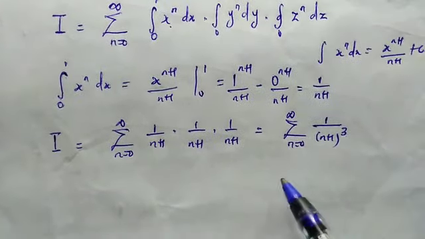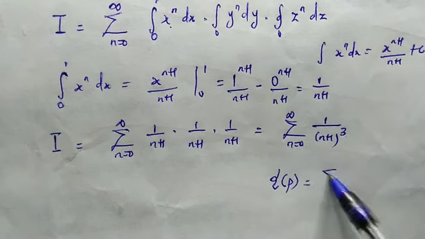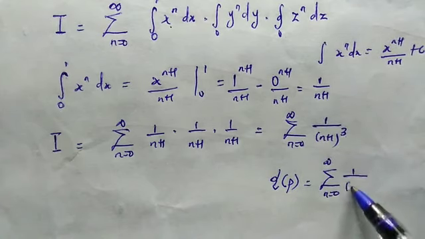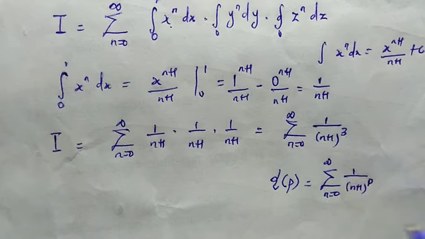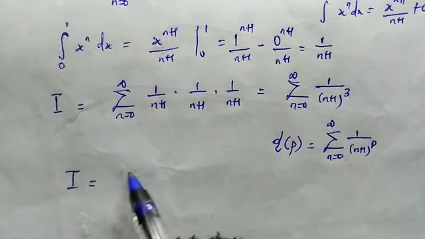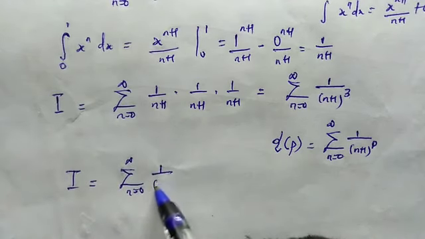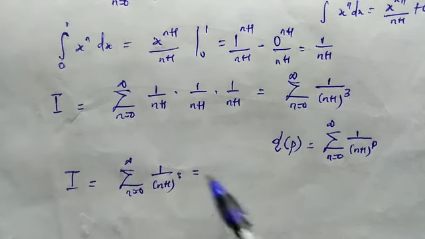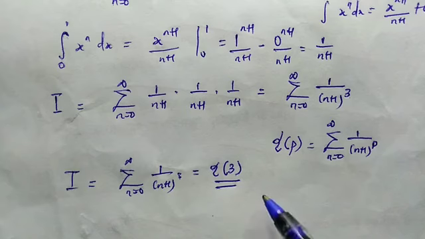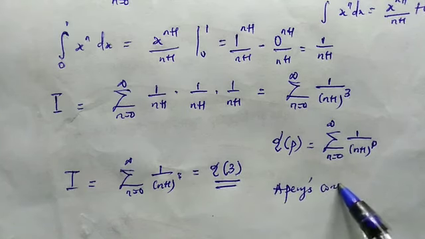Now let us recall the Riemann zeta function. The Riemann zeta of p is equal to the sum from 0 to infinity of 1 over n plus 1 to the power of p. So from here, our I is equal to the sum from 0 to infinity of 1 over n plus 1 to the power of 3. This is exactly equal to the Riemann zeta of 3, and this is the correct answer. We can also call it the Apéry constant.